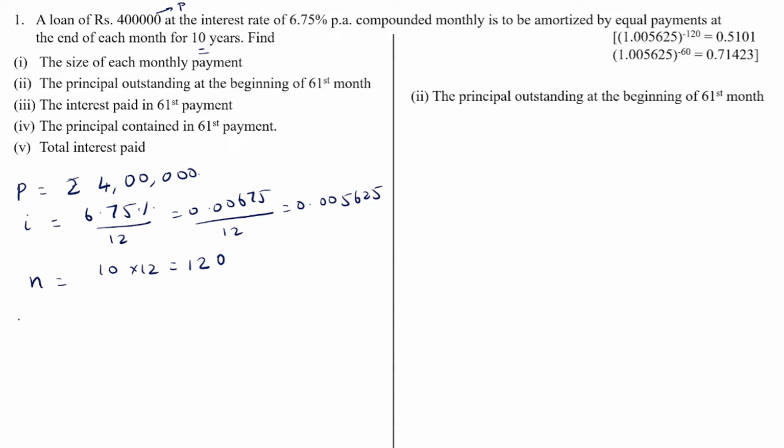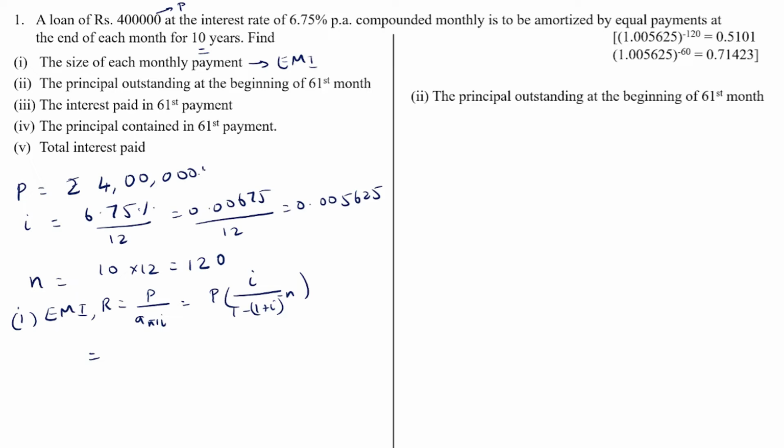And now let us find the first one. The size of each monthly payment. The size of each monthly payment is nothing but the EMI. So the EMI is calculated as R is equal to P upon A angle N for I rate per period. So it is P into I upon 1 minus (1 plus I) the whole raised to minus N.